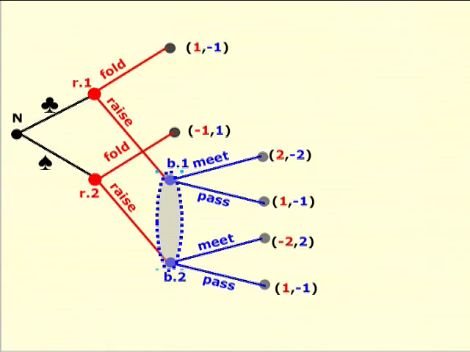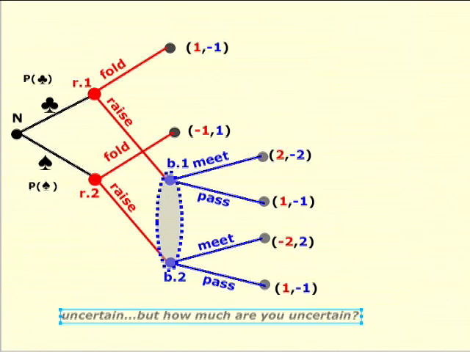I just want to add one more element to this game, and that is this idea of the uncertainty about a club or a spade. When I've got a deck with half clubs and half spades, and it's well shuffled, and nobody's cheating, you're probably going to think the probabilities are 50-50. But generally, we'd like to know what the probabilities are for nature to choose things.